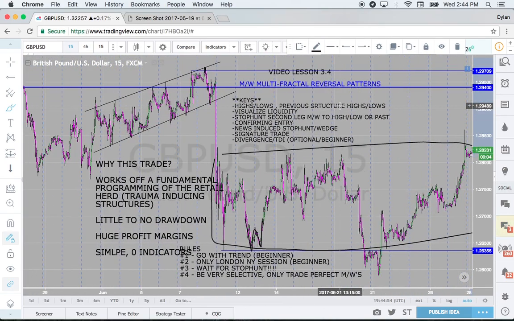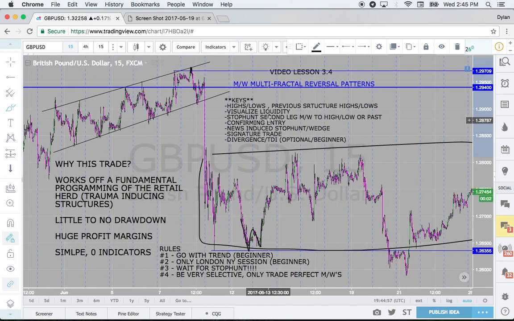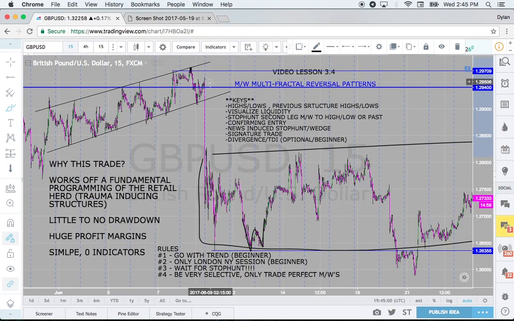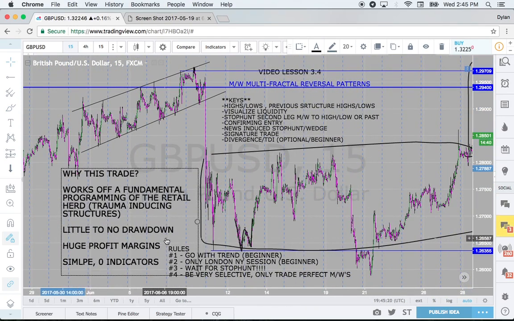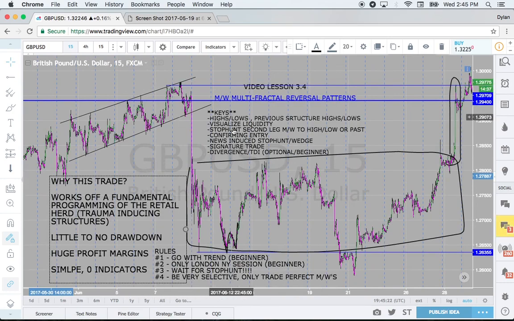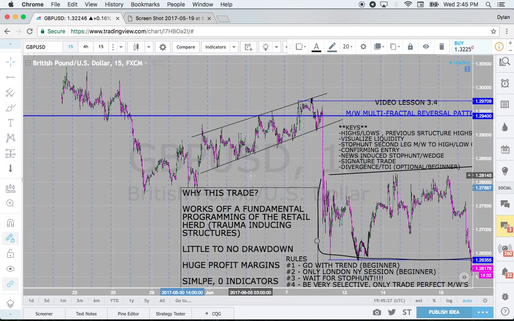So these are very, very good structures to trade if you like to trade fast movements and make fast profits without being in the market for an extremely long amount of time. Huge profit margins. So as we've talked about, as we have seen, the risk-reward ratios are absolutely massive.